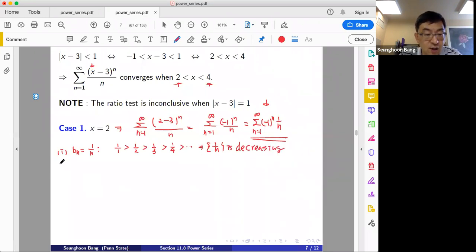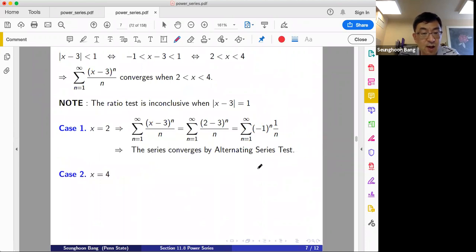It satisfies the first condition. For the second condition, we calculate the limit of Bn as n approaches infinity, which is the limit of 1 over n. 1 over infinity is exactly 0. These are the two conditions of the alternating series test. So what's the final answer? This alternating series is convergent, by using the alternating series test.